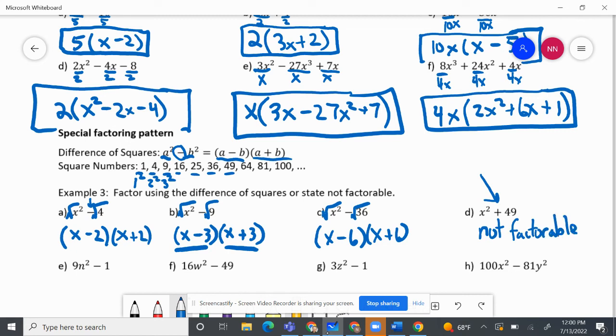Sometimes people will call it prime. If ever you see the word prime, we can think of a prime number. It means that there are no other factors than 1 and itself. So you could put not factorable. You could also put prime. Either one means the same thing. So take some time and try those next 4 and see how you do.